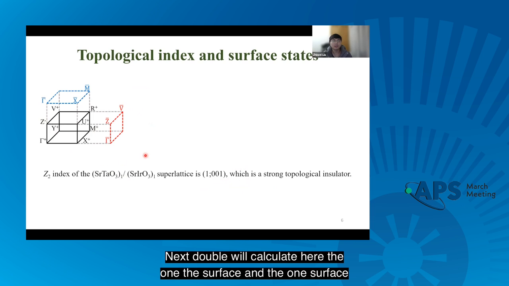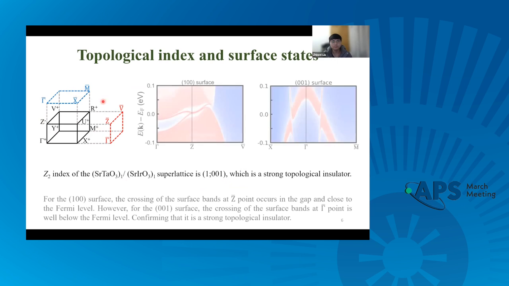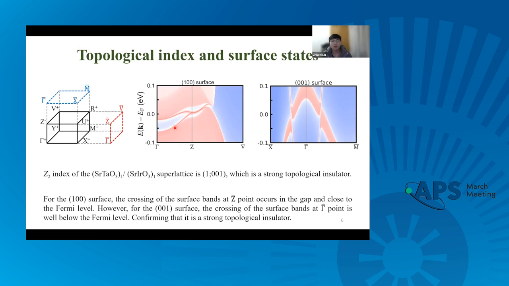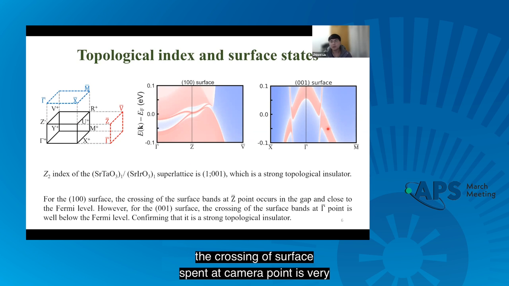Next, we calculated the 100 surface and 001 surface. For the 100 surface, the crossing of the surface band at the Z bar point occurs in the gap and close to the Fermi level. However, for the 001 surface, the crossing of the surface band at the gamma bar point is far below the Fermi level, confirming that it is a strong topological insulator.